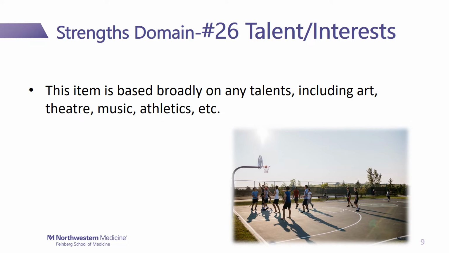An example would be a child who plays a sport or a musical instrument. A 2 is a child who has expressed interest in developing a specific talent, even if they have not developed that talent yet. And a 3 is a child with no known talents, interests, or hobbies.